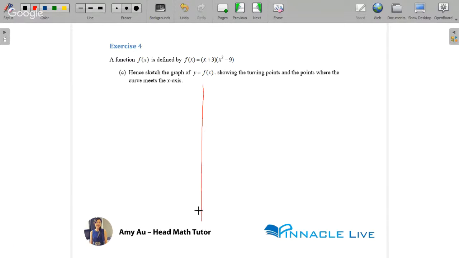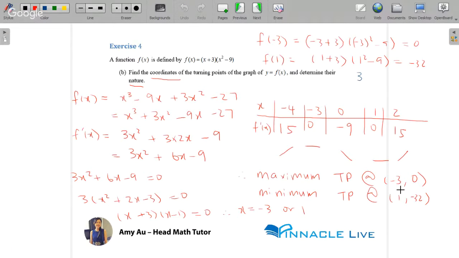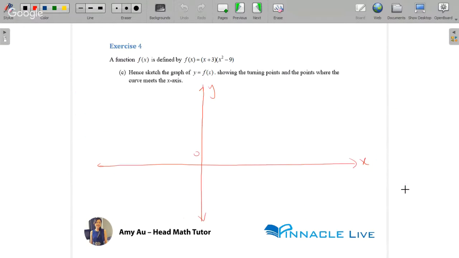Let me just draw the axes first. Right, so I'm going to be flicking back and forth so we can see and follow. So we'll start with the points, right? So we've got a (-3, 0), maximum turning point. So roughly here, (-3, 0), maximum turning point. So what I would do, let me use a different color, is just mark it, to remind yourself, okay, that's going to be a maximum turning point.